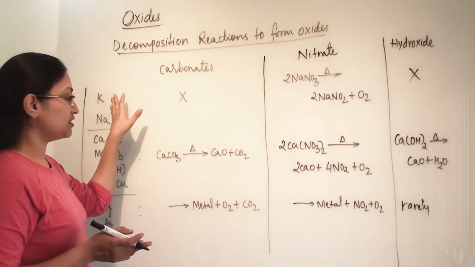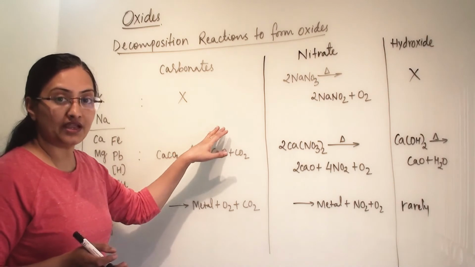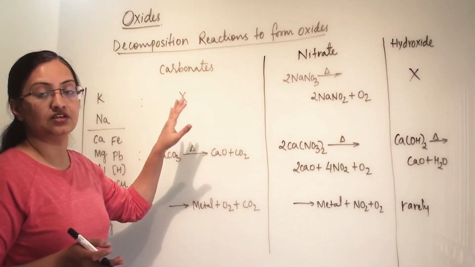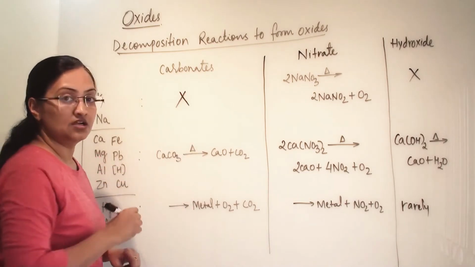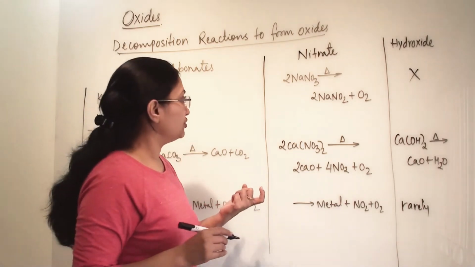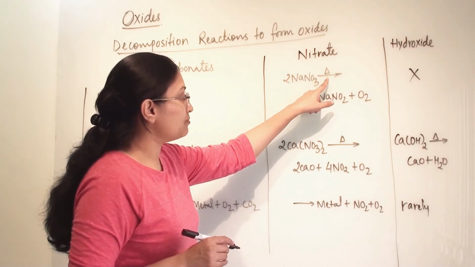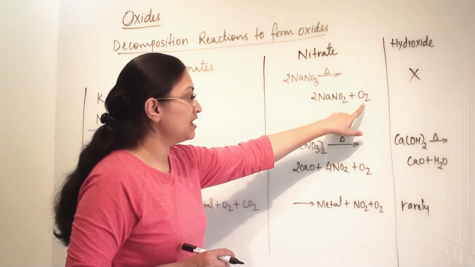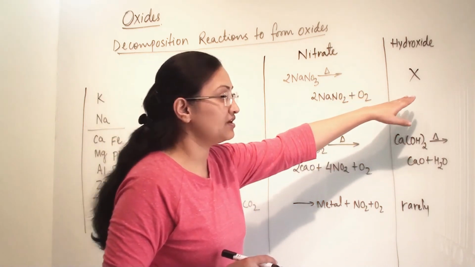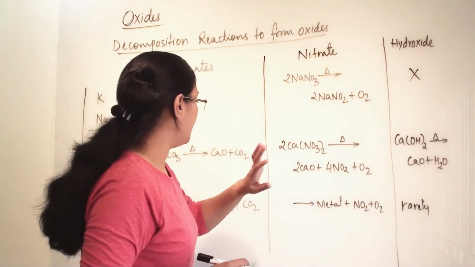So their carbonates, potassium carbonate and sodium carbonate, we cannot break with the help of heat. So that's why I have put a cross here. They are strong bonding molecules. Now nitrates. Sodium nitrate will decompose in the presence of heat and will give us NaNO2 and oxygen. Again, the hydroxides of potassium and sodium we cannot break with the help of heat.